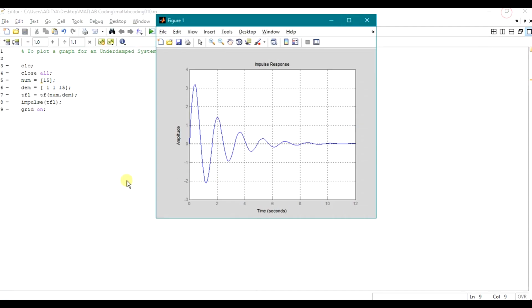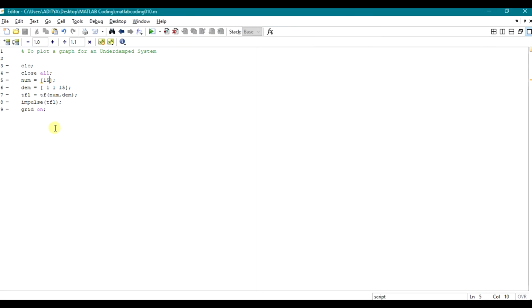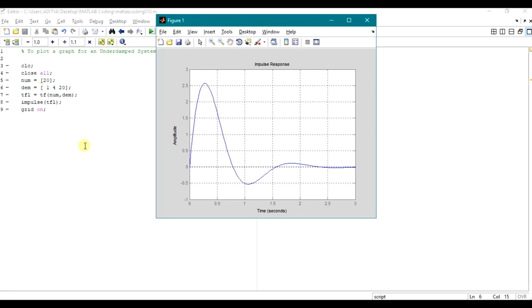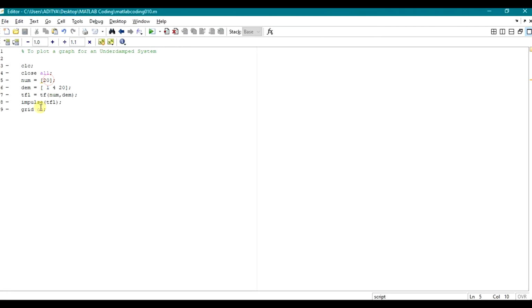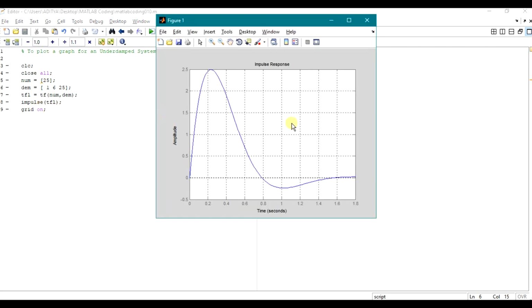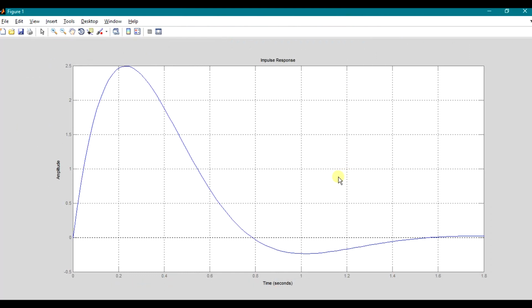Okay, so now if I change the values, I'll put here 20, I'll make the 1 as 4 and put this as 20. Now I'll press F5. See, as I change the value of omega n, the time has decreased and still the system is not stable yet. Okay, so now I again change the value and put 25, make that a 6, make that 25. See, as the interval of time is decreasing, it's taking more time for the system to settle down.